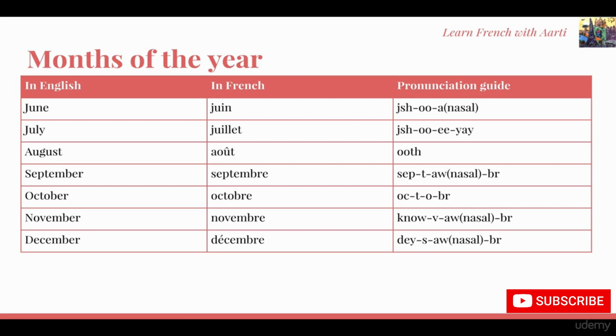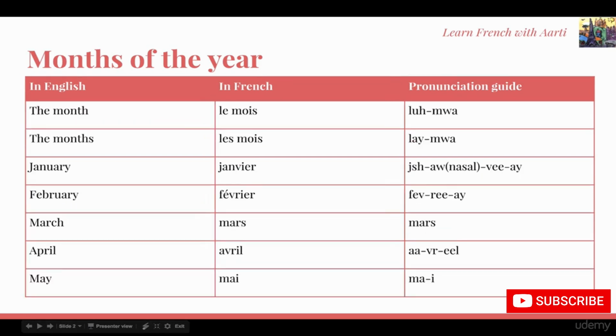Juin. July, juillet. August, août. It's a bit like tooth. September, septembre. October, octobre. November, novembre. December, décembre.